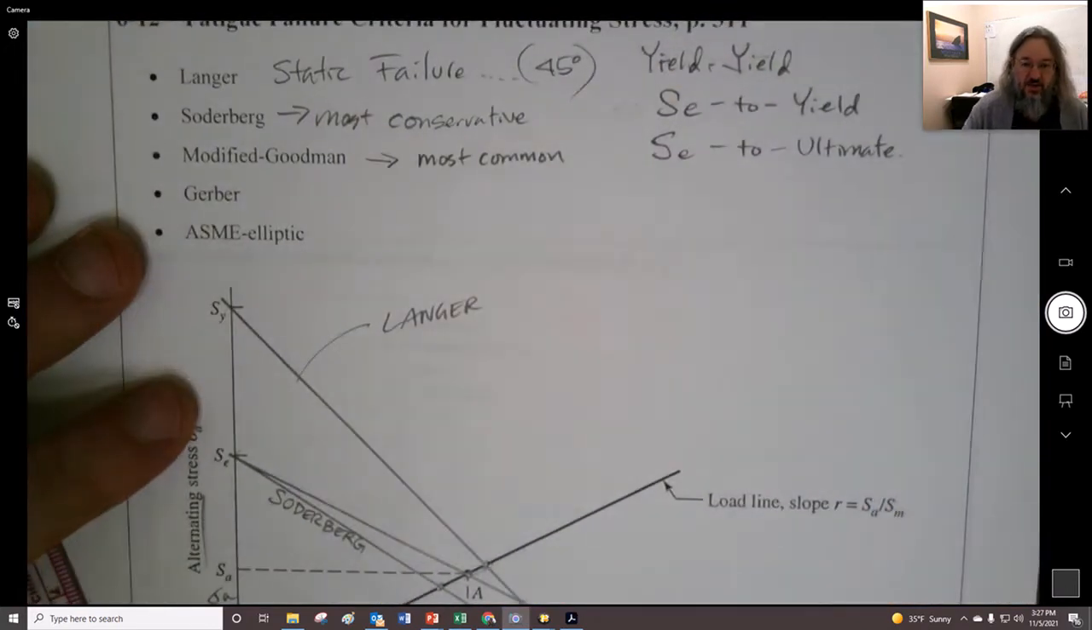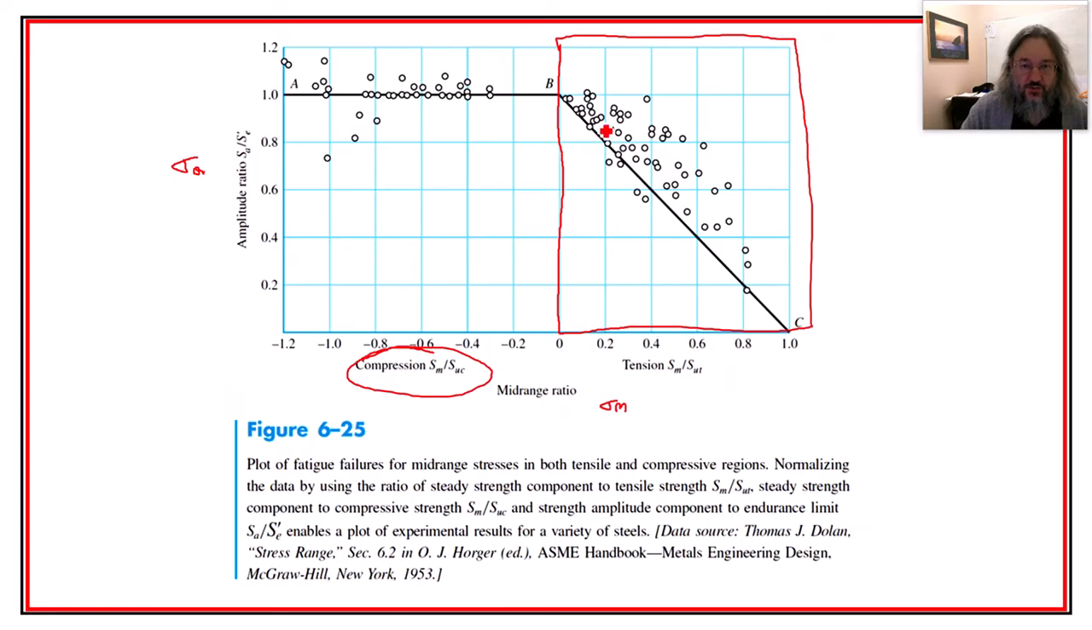Soderberg and the Goodman to try to account for really this thing right here, right? So this is that same. Remember, this is mid-range right here, and the vertical is alternating. And this is the endurance strength right here, and this is the ultimate strength right here. So that line you're seeing, this is the Goodman one, right?